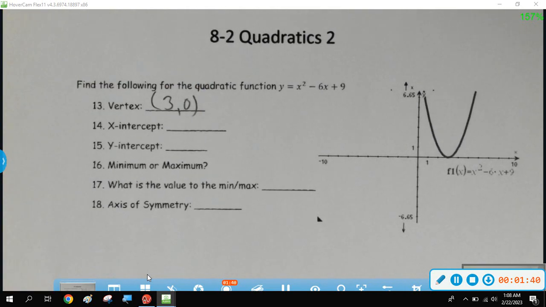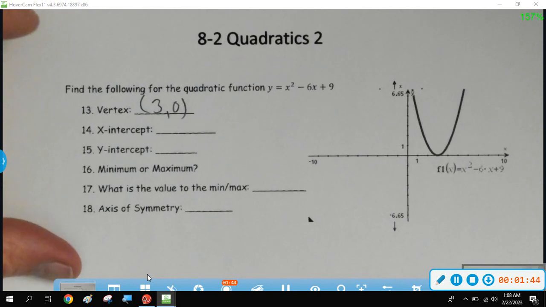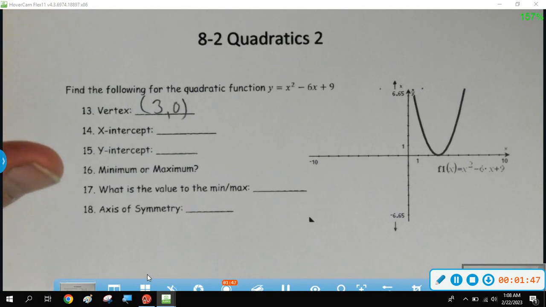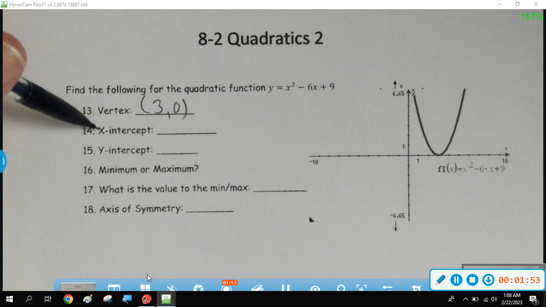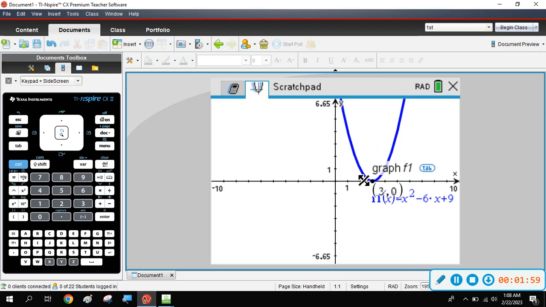All right. So being able to use the calculator correctly is important for being able to do these questions right. Remember, just because the calculator does it for you doesn't necessarily mean you're going to get it right. You have to know how to use the calculator correctly. All right, so the next one we're looking for is the x-intercepts. Judging by the way the graph looks, it only hits at one point. The x-intercept is the same thing as the zeros, right?